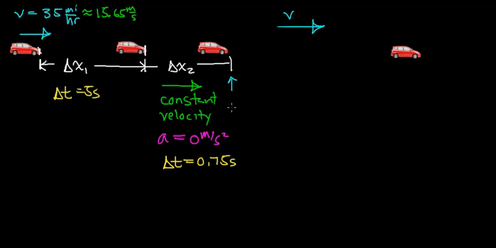You're going to start from an initial velocity of 15.65 meters per second. During this entire period of time over here, you're traveling at constant velocity. And then what happens is you're going to slow down and come to a final velocity of 0 meters per second. You're going to come to a stop.